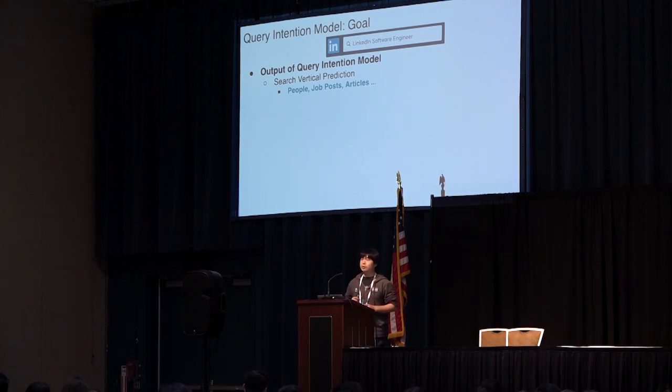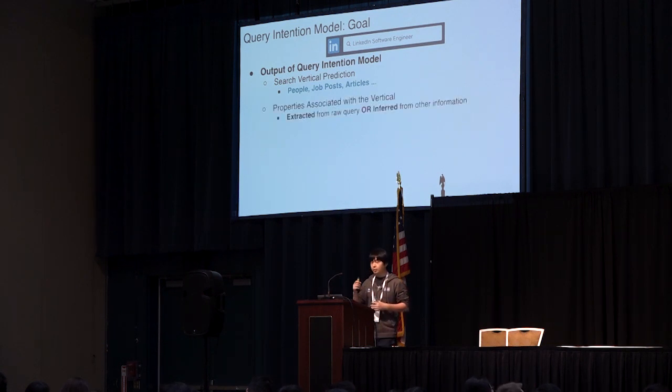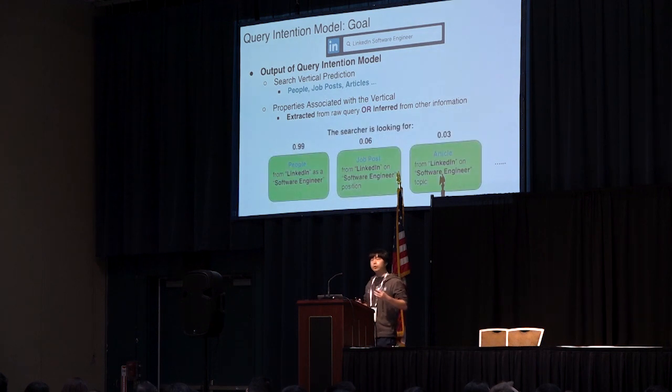The top level intention is about which search vertical you want to look for. At LinkedIn, we serve different search verticals, as I already showed. We have people, job, content, classes. The second level is, now with these verticals, what are the specific properties? For example, if you are looking for people, what kind of people you are looking for. If we are looking for a job, what kind of job you are looking for. And in this example, he is looking for job posts from LinkedIn on software engineer position.